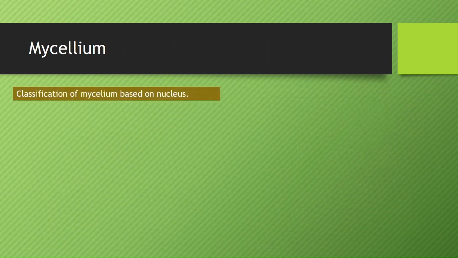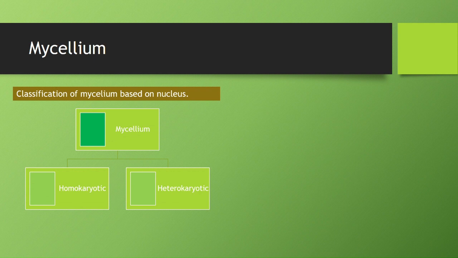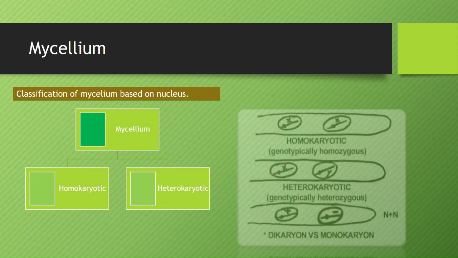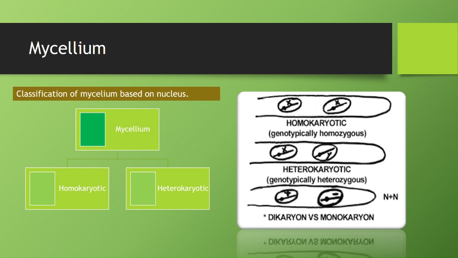Now, based on nucleus, mycelium can be divided into homokaryotic and heterokaryotic. Homokaryotic is the one in which nuclei of the same genetic origin are present, while in heterokaryotic mycelium, two nuclei with different genetics are present in the same cells.